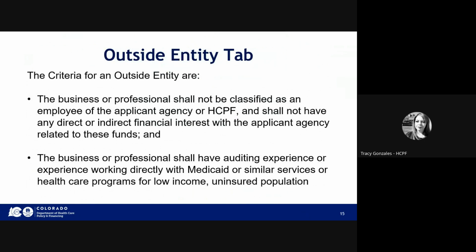The next tab is the outside entity tab. The criteria for an outside entity are: the business or professional shall not be classified as an employee of the applicant agency or HCPF and shall not have any direct or indirect financial interest with the applicant agency related to the provider stabilization funds. And the business or professional shall have auditing experience or experience working directly with Medicaid or similar services or healthcare programs for low-income uninsured population.